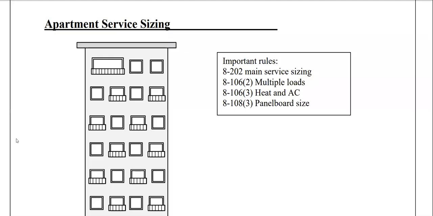Apartment service sizing. In this presentation, we're going to be looking at how the Canadian Electrical Code determines the total service for a typical smallish apartment. Important rules that we will need to be referencing are 8-202, 8-106 subrule 2, 8-106 subrule 3, and 8-108 subrule 3. Let's get going.